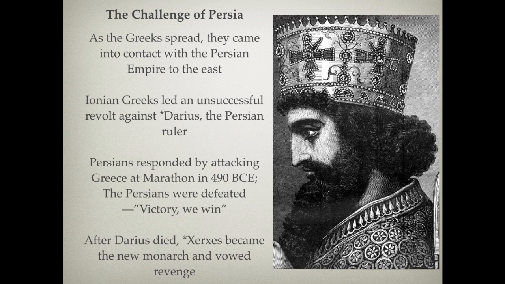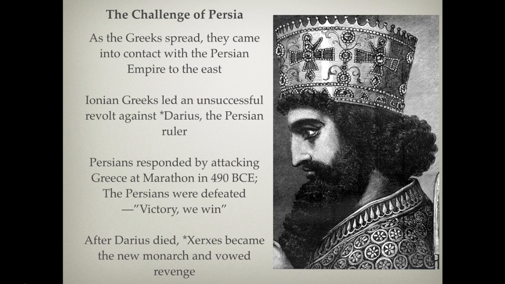Now, at the time that the Greeks had been expanding and settling, particularly along the Ionian coast, as classical Greece had begun to solidify in some sense, right on the cusp of this moment, we see the Greeks come into clash with the Persian Empire. As the Greeks spread, they came into contact with the Persian Empire in the east. Particularly the Ionian Greeks led an unsuccessful revolt against Darius, the Persian ruler. Darius had sent his troops into the Ionian coast to conquer that region.